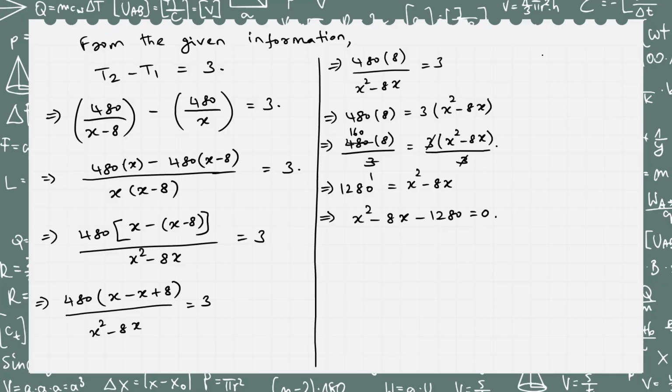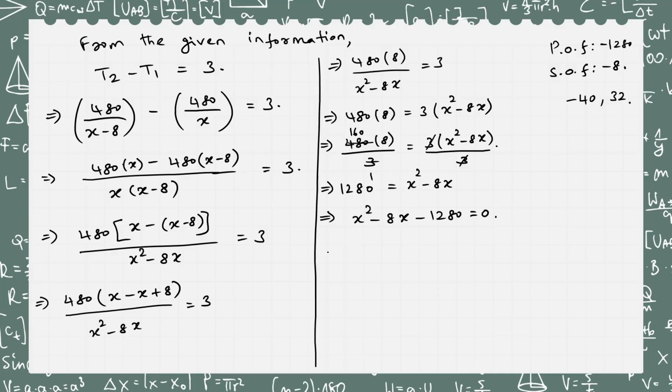And here also we have to use the splitting the middle term process. The product of the factors is minus 1280 and the sum of the factors is minus 8, right? Since the product is negative, one factor is negative and one factor is positive, and the factors here are minus 40 and plus 32. Their total is minus 8 and their product is minus 1280, right?